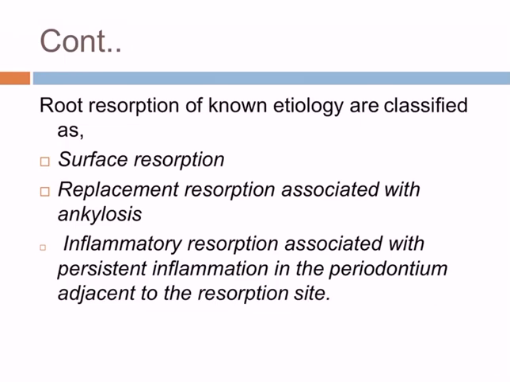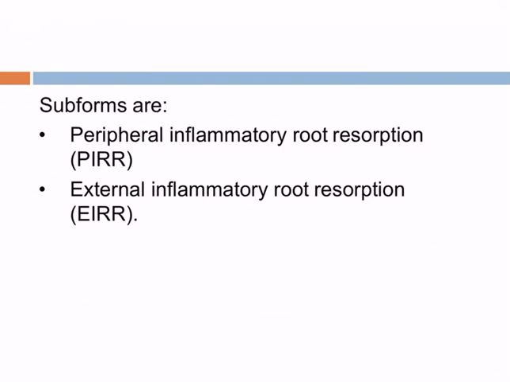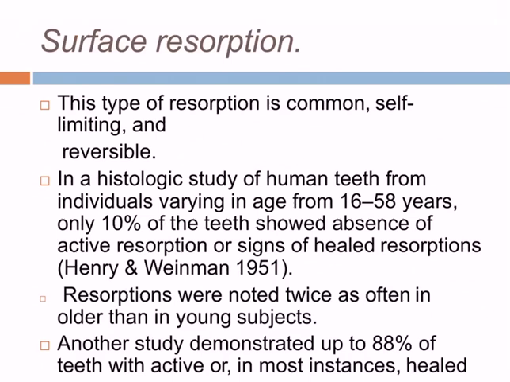Root resorption is of the following types: surface resorption, replacement resorption associated with ankylosis, and inflammatory resorption associated with persistent inflammation in the periodontium adjacent to the resorption site. Subforms are peripheral inflammatory root resorption and external inflammatory root resorption. You have done some of it in oral pathology, or somewhere you have studied root resorption, so you know how it occurs.